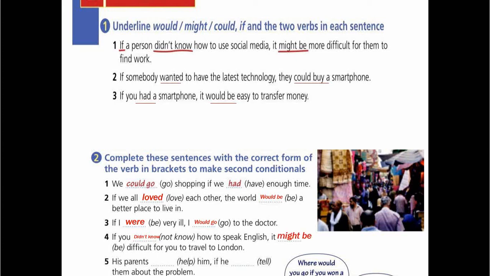And number 5, his parents blank him if he blank them about the problem. His parents would help him if he told them about the problem. Notice here that we started with the result clause and then it's followed by the if clause. So no problem to do this. Notice that the verb told is the past simple of the verb tell.